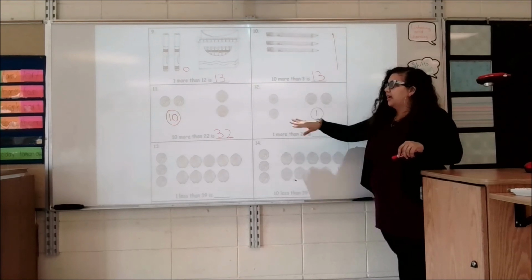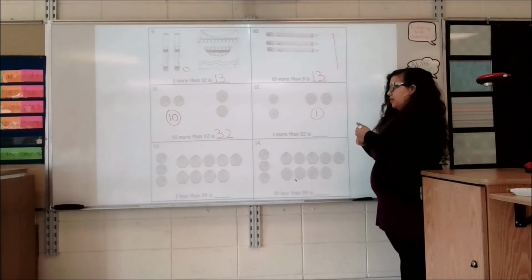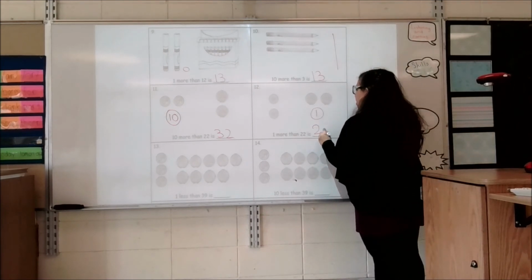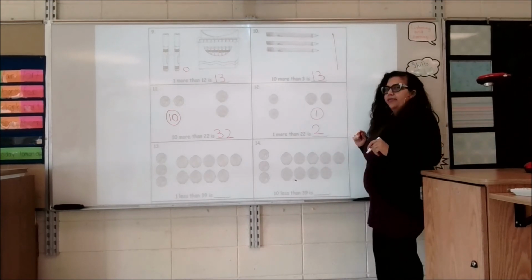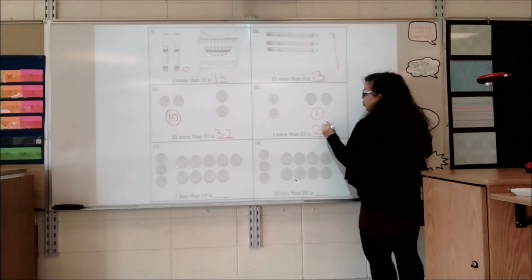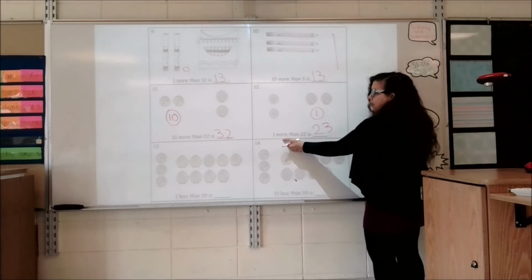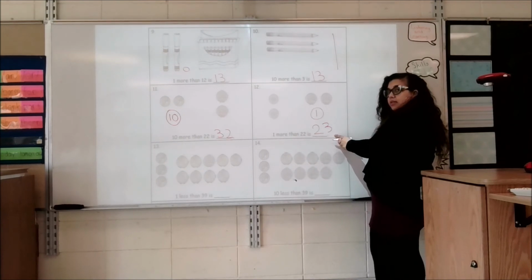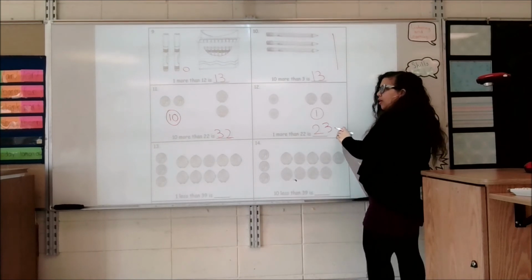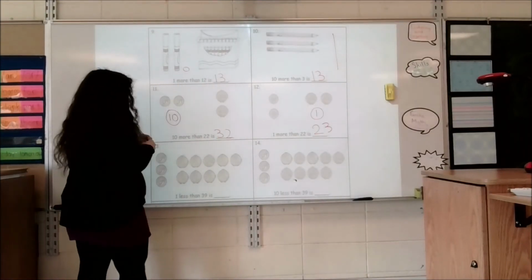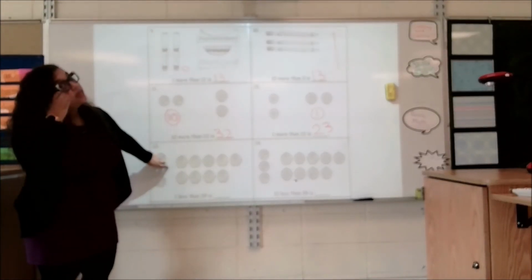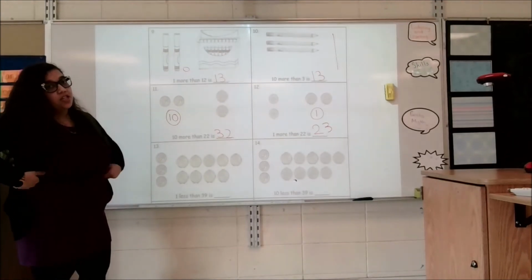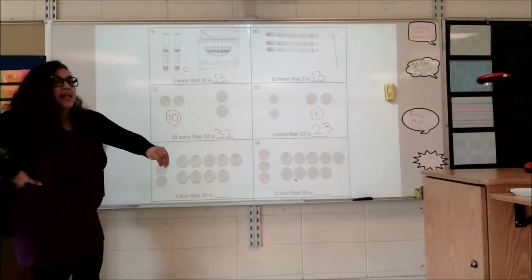Good. How many 10s are pictured here? Still 2. And now, how many 1s do I have? I have 3 1s. Excellent. So 1 more than 22 is, read this the standard way to me, please. 23. 1 more than 22 is 23. Good job.